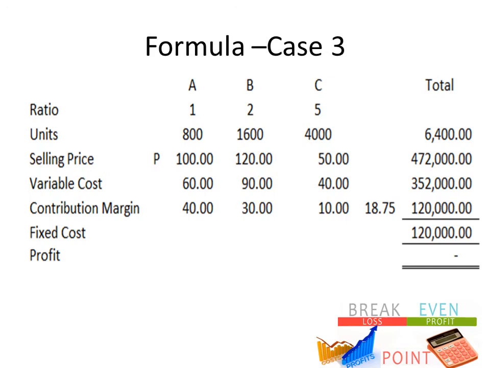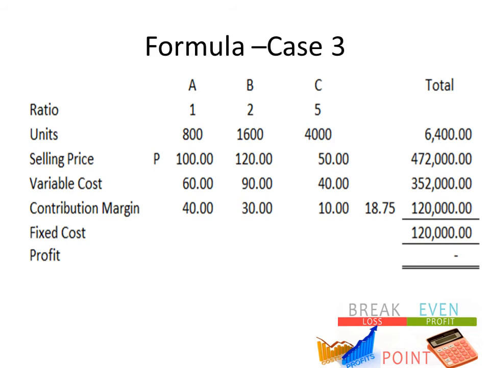We get contribution margin by deducting selling price less variable cost. So for A, it's 40, for B, it's 30, and for C, it's 10. And then we multiply it by the ratio. So 1 times 40, that's 40. B, 2 times 30, that's 60. And then C, 5 times 10, that's 50. So therefore, our total contribution margin per ratio would now be 150 divided by the sum of the ratio, which is 8. So 150 divided by 8 will give us 18.75.